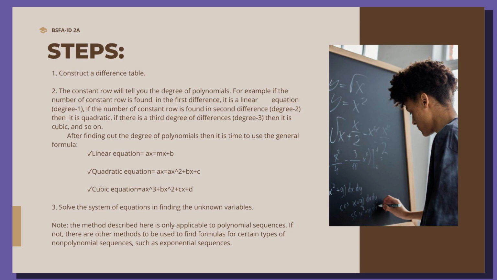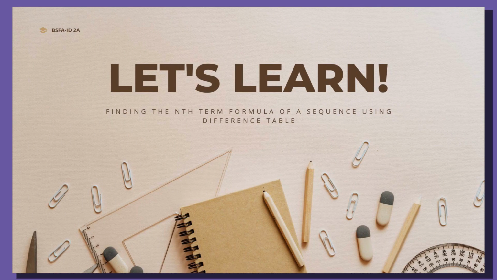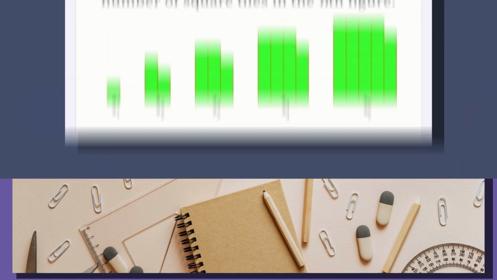After finding out the degree of the polynomial, it is time to use the general formula, as shown in front of you. Lastly, solve the system of equations to find the unknown variables. Note, the method described here is only applicable to polynomial sequences. If not, there are other methods to find formulas for certain types of non-polynomial sequences, such as exponential sequences. So, let's start with problem number 1.